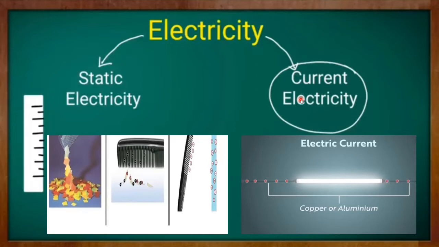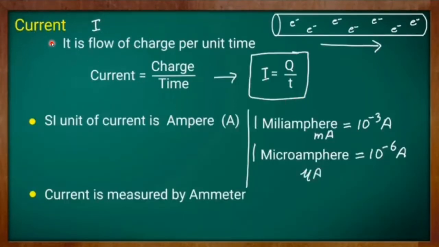Now let's learn about what electric current is. As I've said, here I have considered, say, a metallic conductor. You can observe that electrons are free electrons and they are moving electrons. Because of the movement of these electrons, the charges are moving, therefore the current is produced. So I can define the current as the flow of charge per unit time.